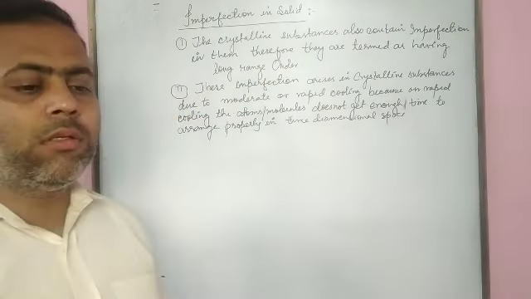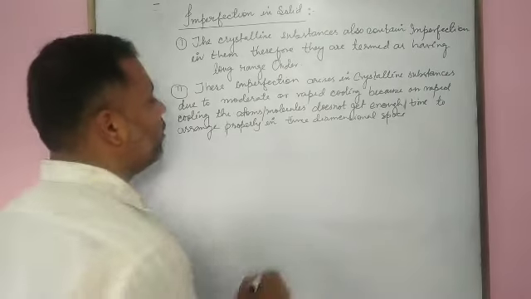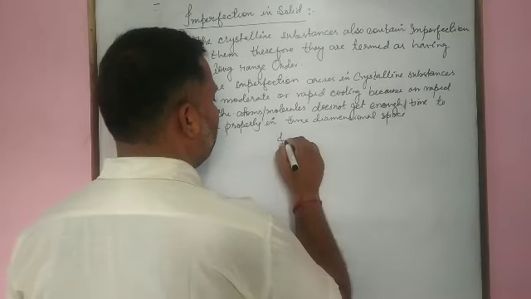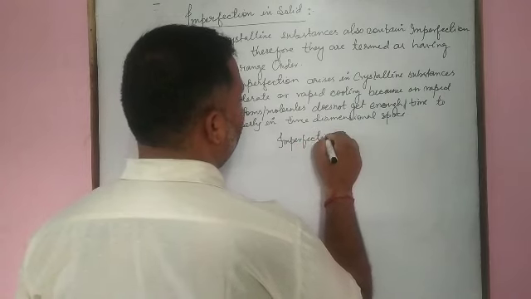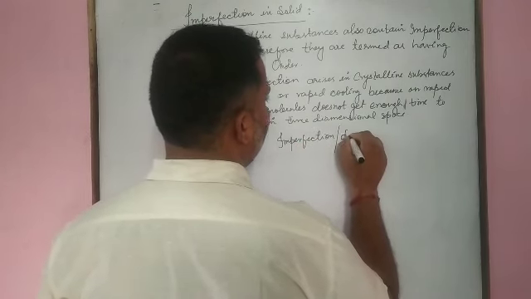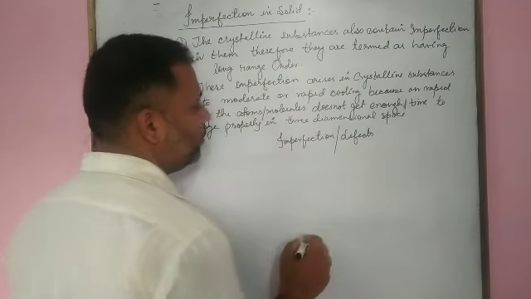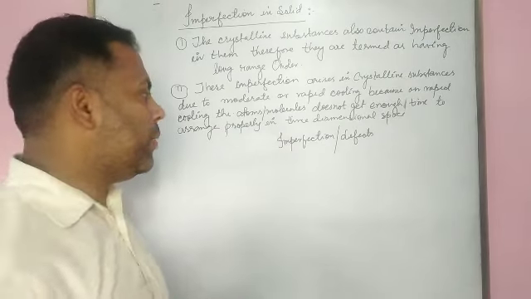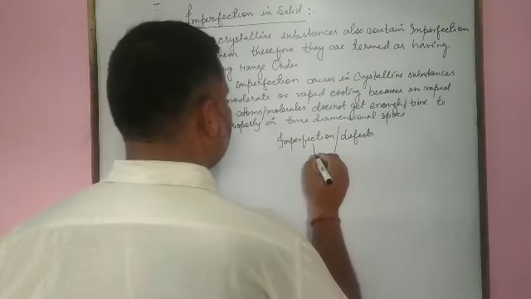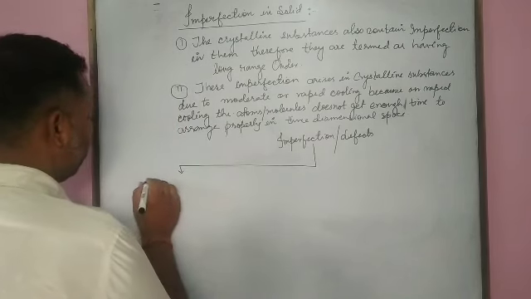Let us discuss imperfections in crystalline solids. Imperfection is also termed as defect. This imperfection is of two types. The first one is known as stoichiometric.